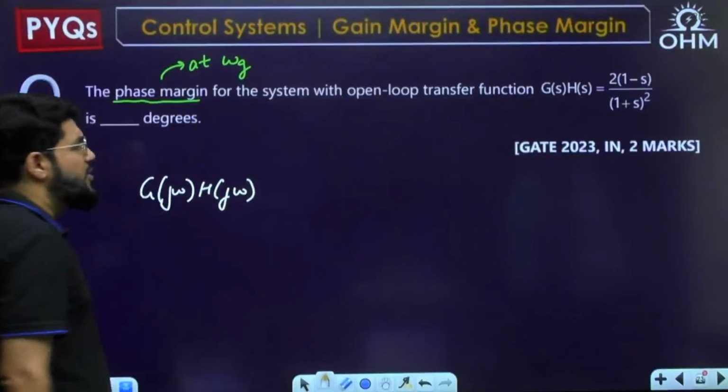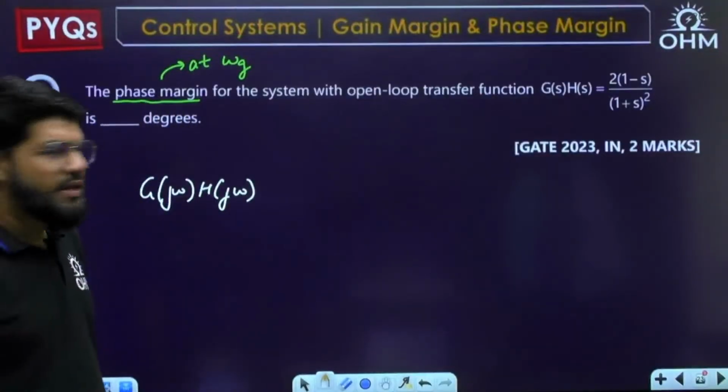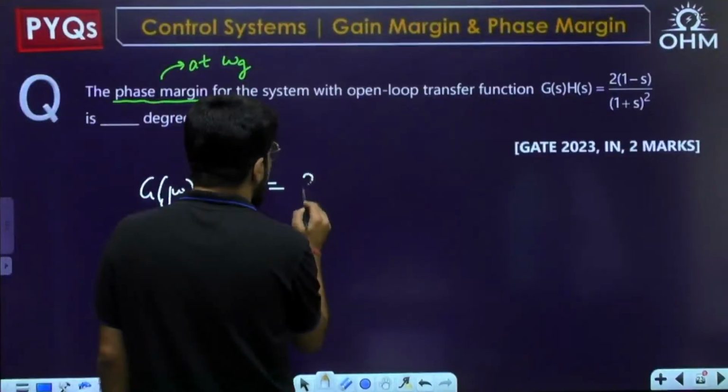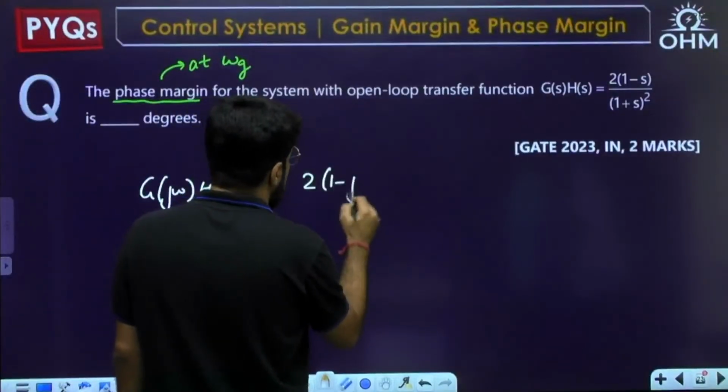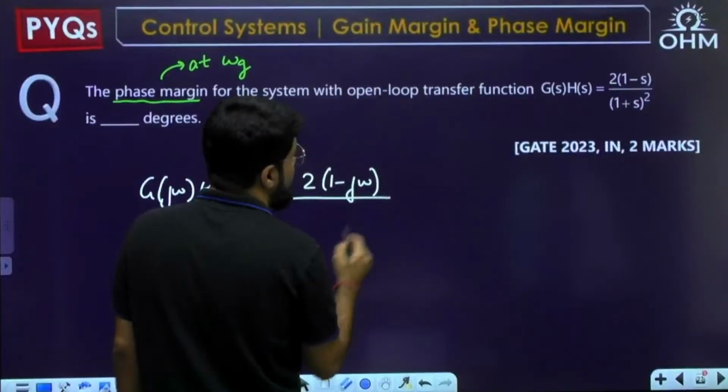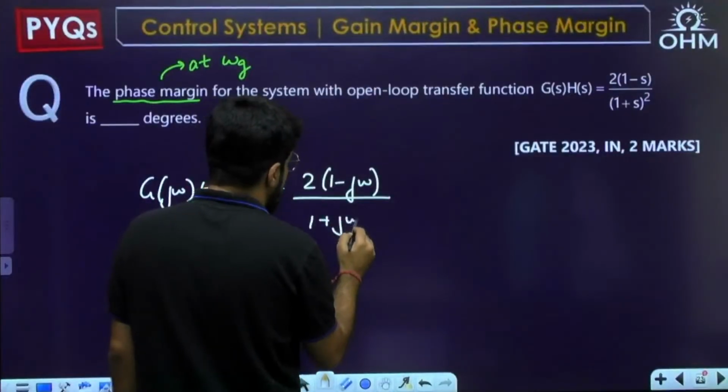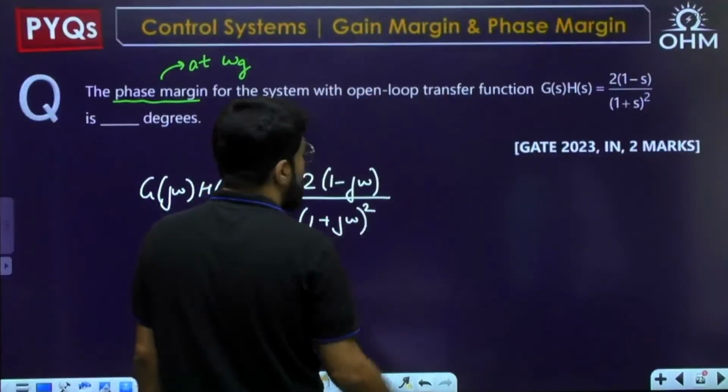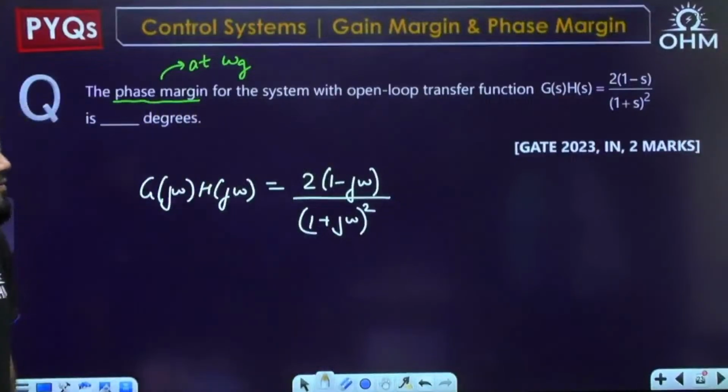Putting s equal to j omega, I have G(j omega)H(j omega), and that is equal to how much? That is 2 times (1 minus j omega) divided by (1 plus j omega) whole square. Correct? Twice of (1 minus j omega) is divided by (1 plus j omega) whole square. Correct?